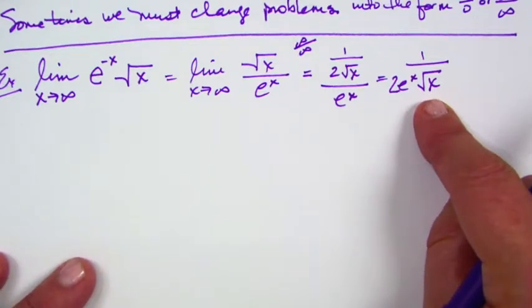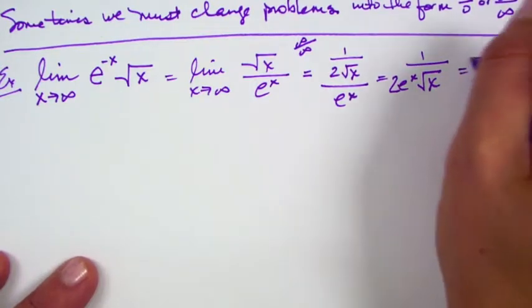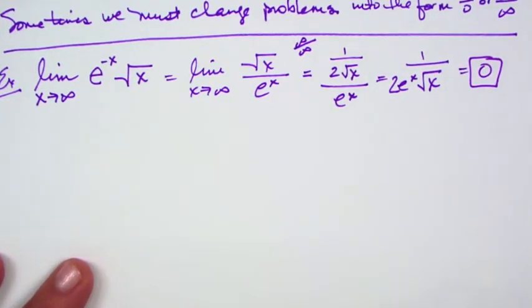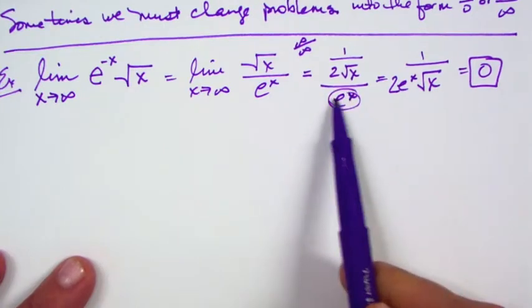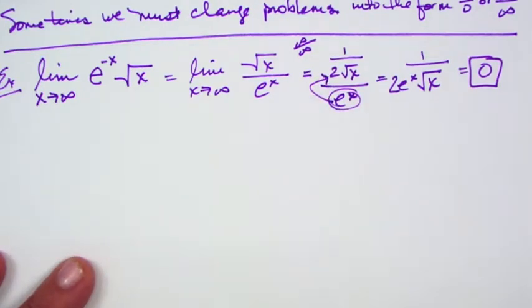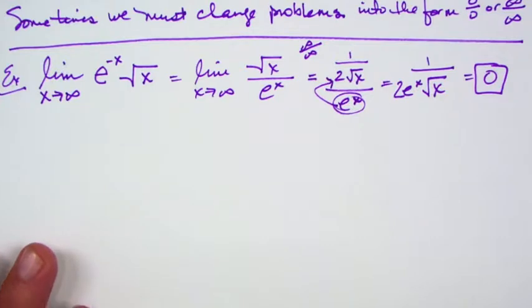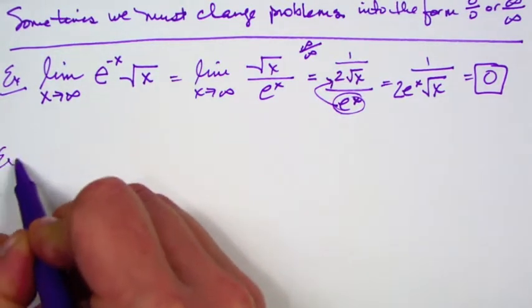This is the same as that, right? I can move the e to the x up with all of this stuff. So what does this go to? 0. Did you have a question, Jenny? Okay. This right here, all I did was move it right there.